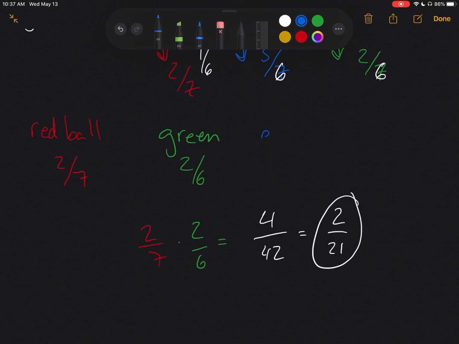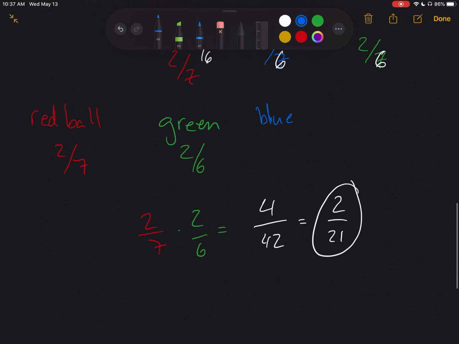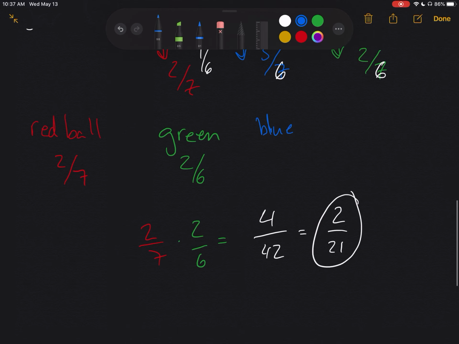You could say, okay, what are the chances I pick a blue next, right? And well, now there's 5 balls left, but I still have 3 greens because I haven't pulled any out. So that would be 3 out of 5. And then you would just multiply all those together. So you can multiply more than 2 independent events together. 2 is just most easy to keep track of.